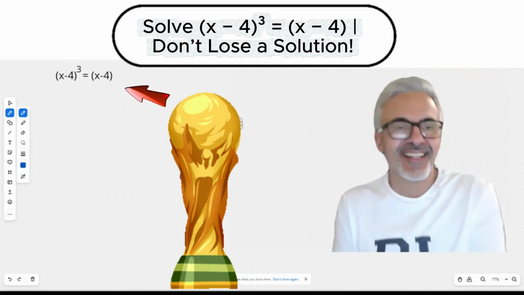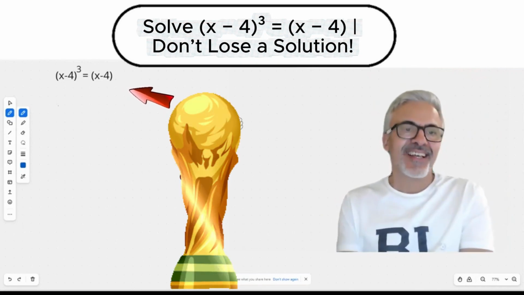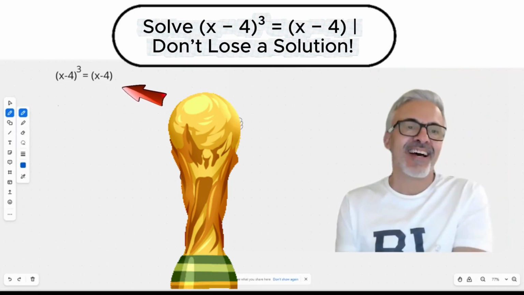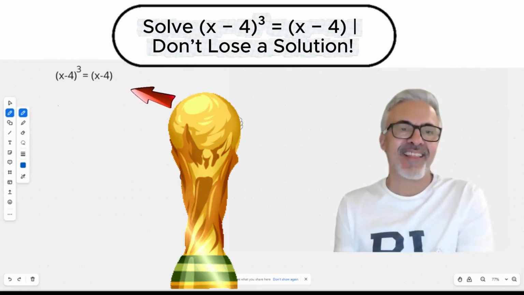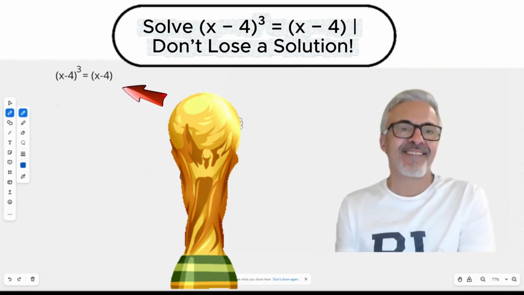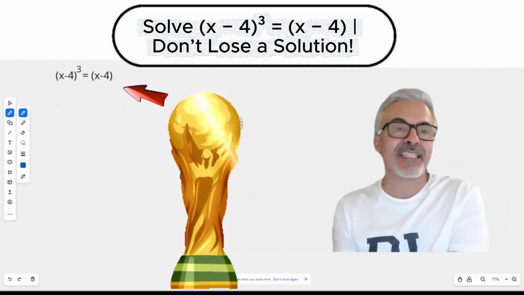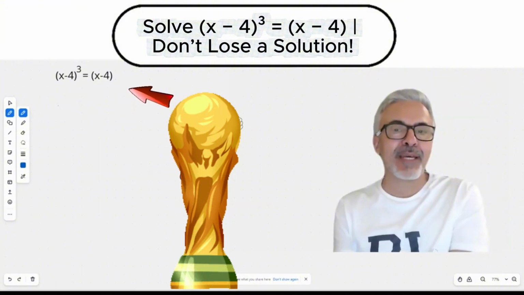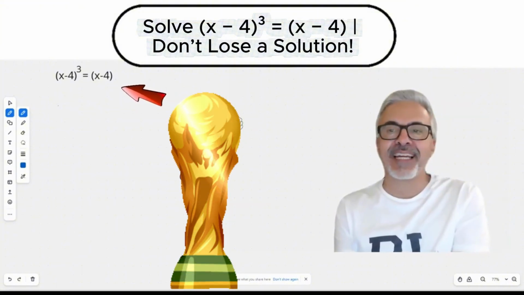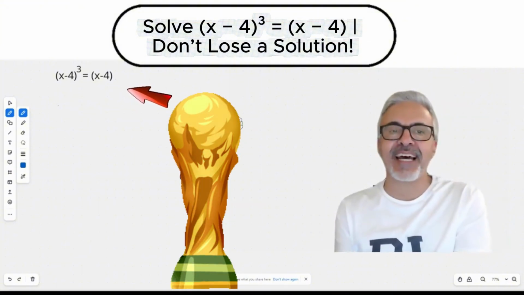What if I told you that one perfectly legal looking algebra step could make the correct answer disappear? Thousands of students divide both sides by x minus 4 without thinking, and they accidentally lose a solution. Let's see why that happens and how to avoid this common mistake forever.